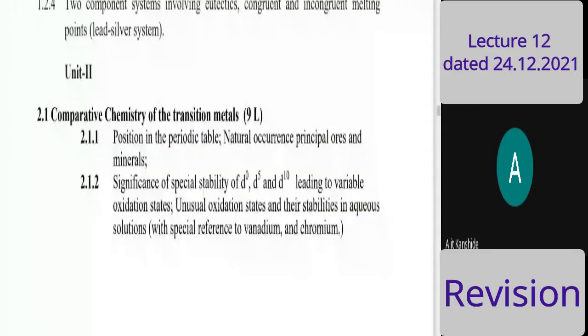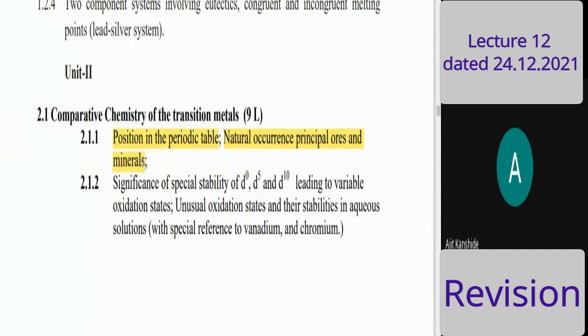See students, as per the syllabus, we need to discuss the position of transition metals in the periodic table, about which we had a sizable discussion, not too long and not too short, a sufficient discussion. What is the natural occurrence, principal ores and minerals of different transition series elements? Different ores are there, but we have not discussed this point. I am keeping this point for you as work.